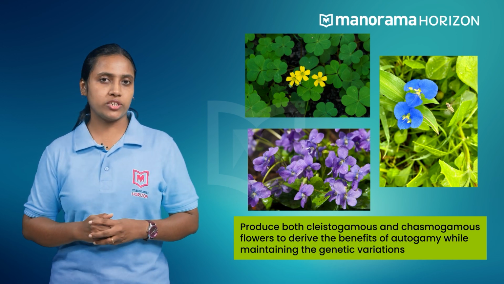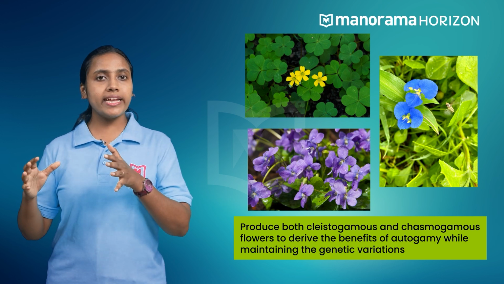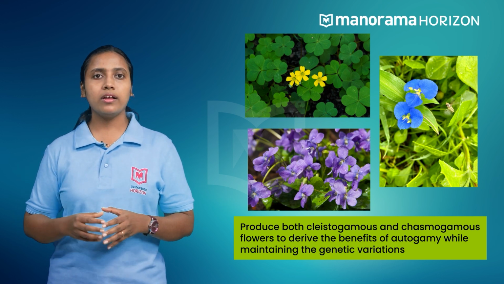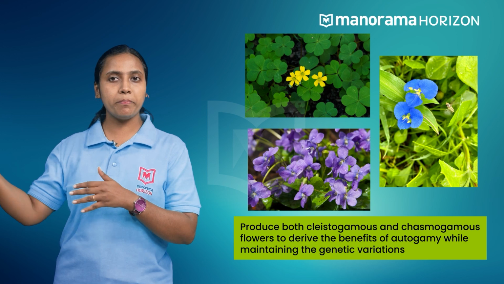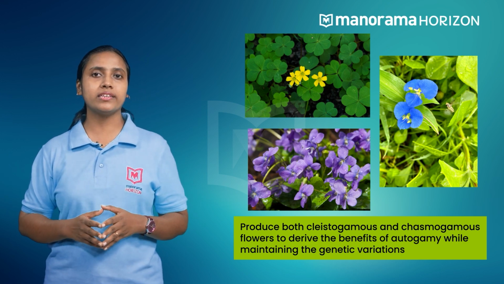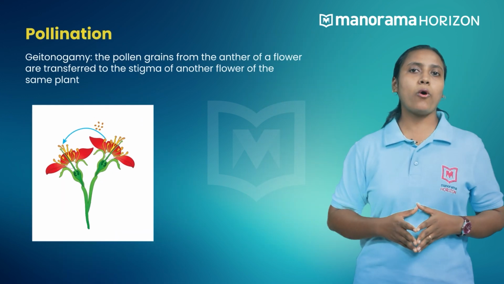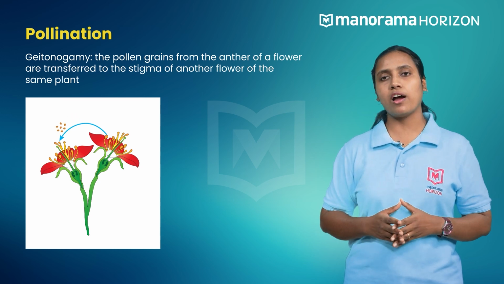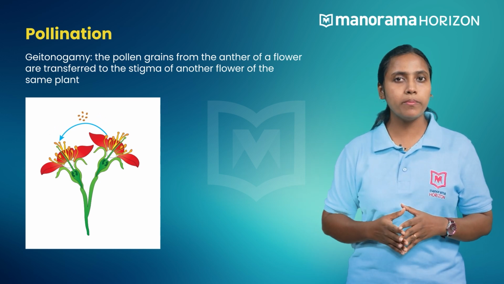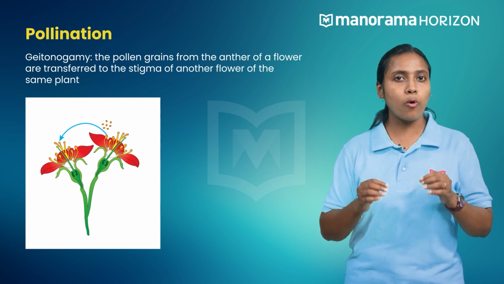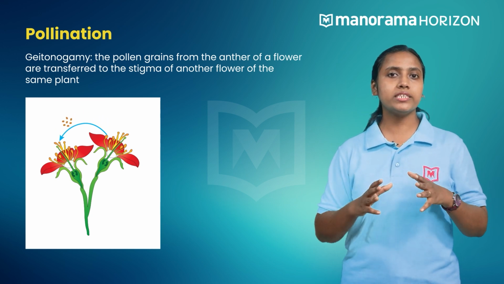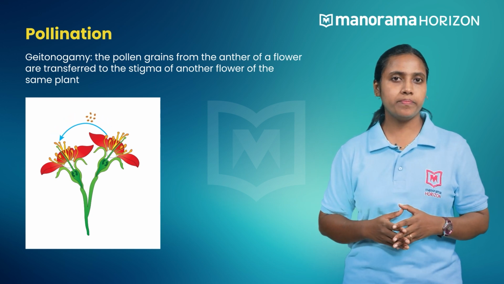Let me ask you a question here. If the pollen grains from the anther of a flower land on a stigma of a separate flower of the same plant, is it autogamy? When the pollen grains from the anther of a flower are transferred to the stigma of another flower born on the same plant, it is called geitonogamy.